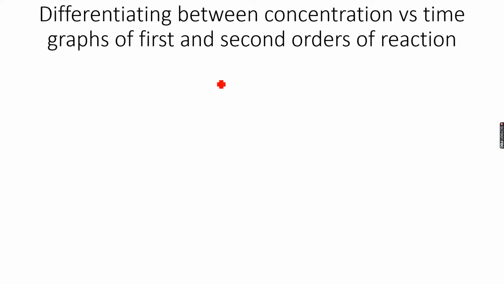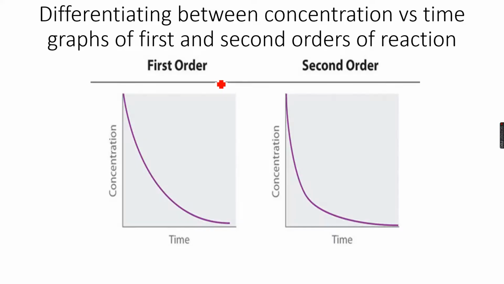Now, as I said, the graphs of first and second order are very similar. You can see these are the graphs we talked about. So how do we differentiate between them? There is something known as half-life. You must have studied it in physics. It is the time taken for the amount of a radioactive sample to halve. Similarly, half-life in chemical reactions is the time taken for the initial concentration of the reactant to halve.